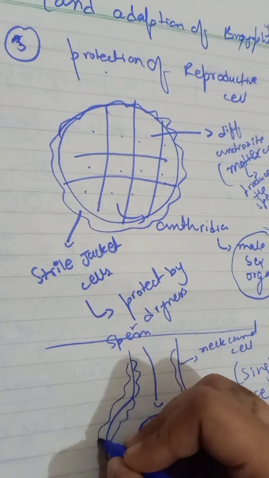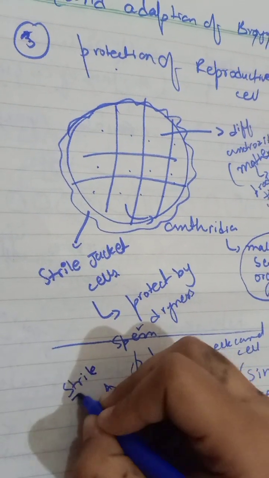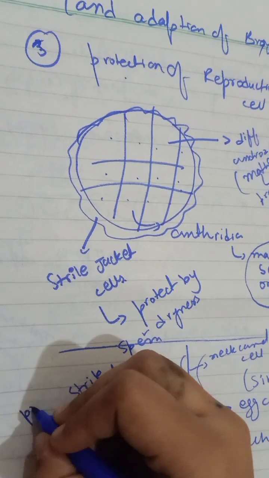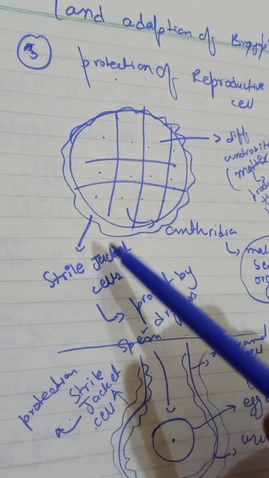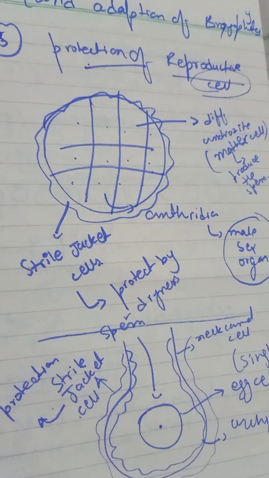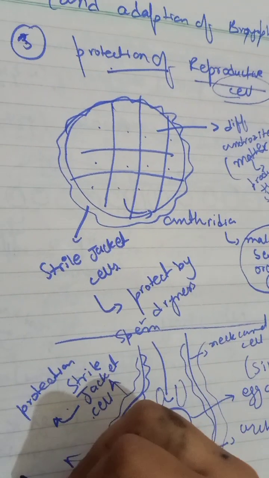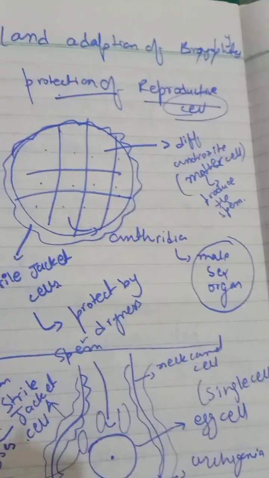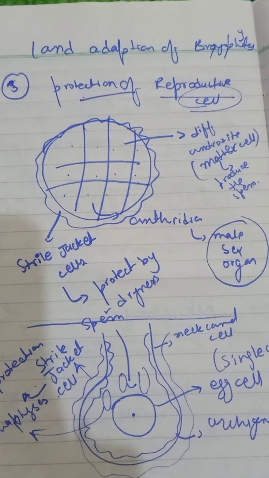On the outer side of the archegonia we have the sterile jacket cell layer, which helps in protection. So you can see how this sterile jacket cell layer protects the reproductive cells as well as the organs. Here they have this hair-like structure, which is the paraphysis that I told you about in the previous video. So this was the fifth adaptation, protection of the reproductive cell.